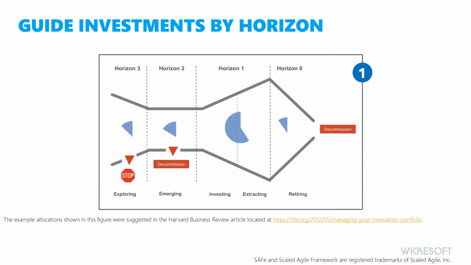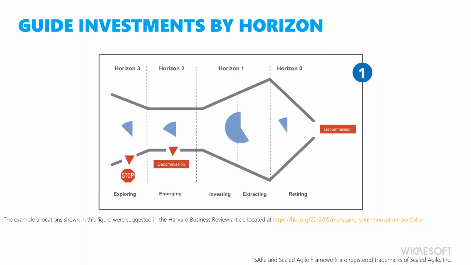And of course, you'll kill stuff off at these stages. And then Horizon 1 is where you have the majority of your investment, because this is the products or the projects, however you call it, that are actually delivering most value and generating most economic value or business value or customer value today.